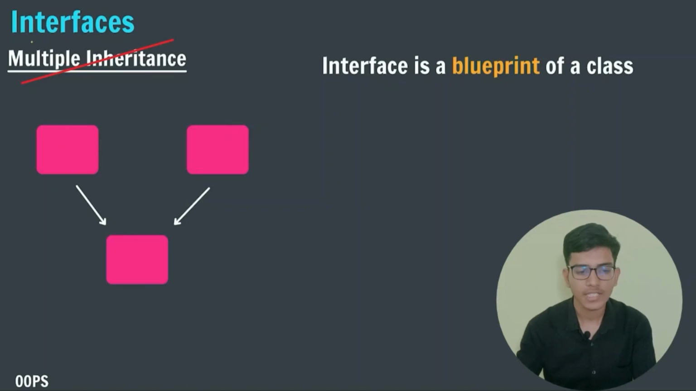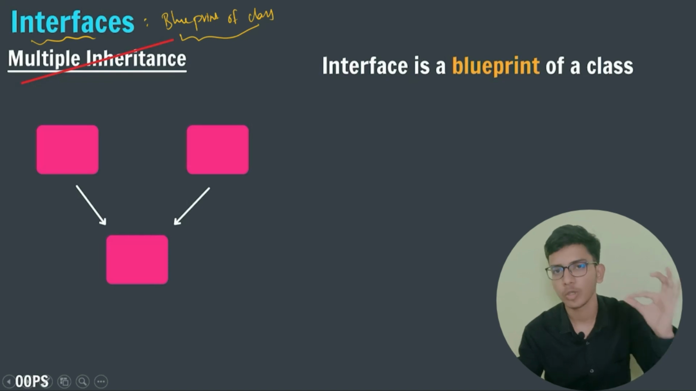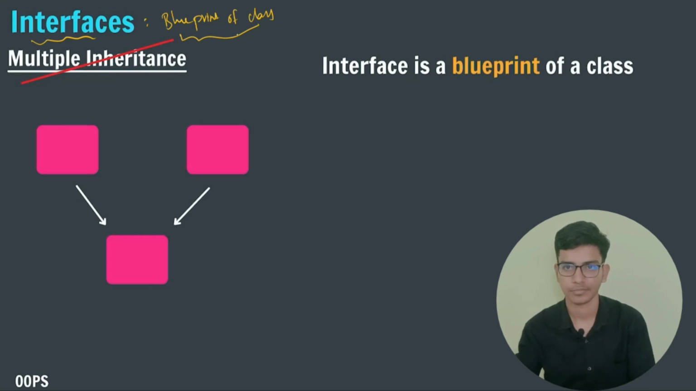So now let us talk about interfaces. An interface is a blueprint of a class. What is the meaning of blueprint of a class? We already studied that a class is a blueprint of an object, right? Now I am telling you that an interface is the blueprint of a class, right?